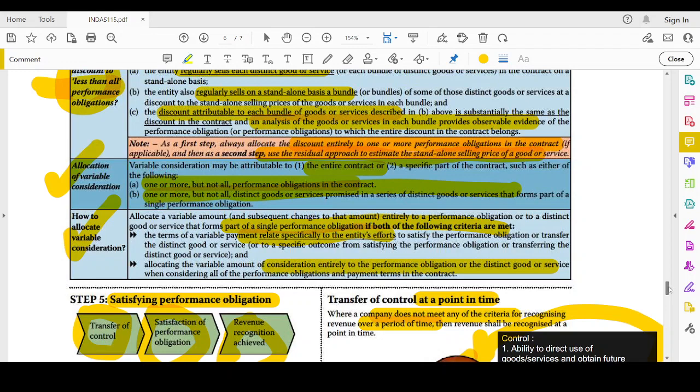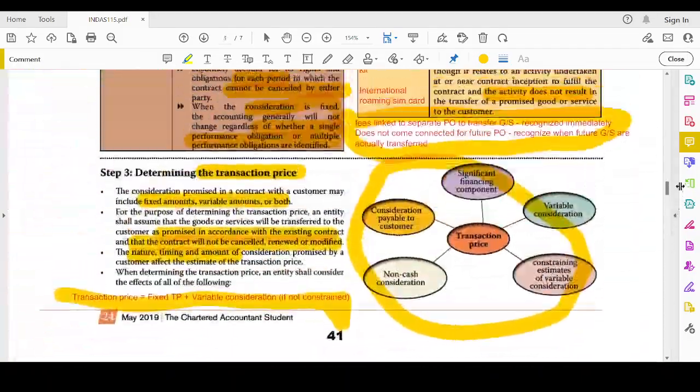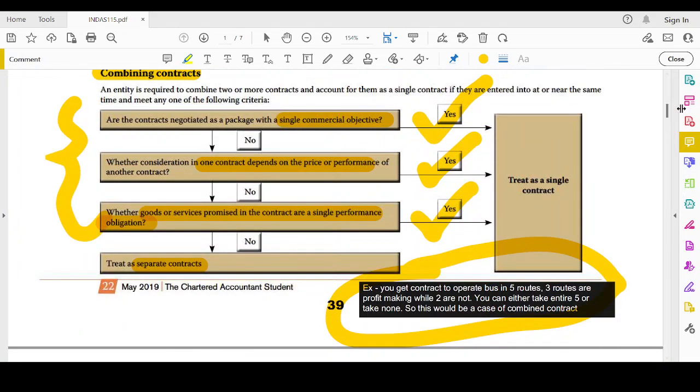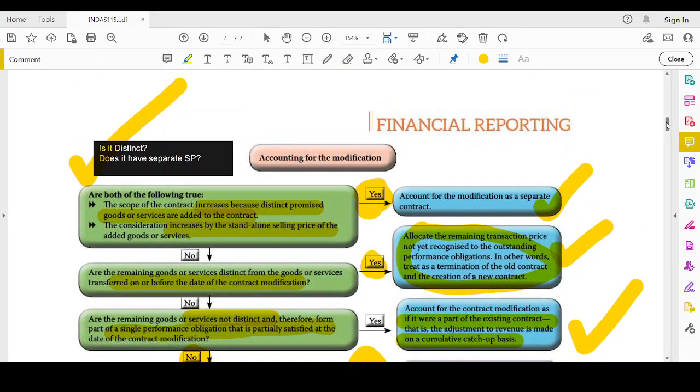Before moving on to step 5, we will discuss accounting for modification. Let's go back there. Accounting for modification. We identify what is distinct, meaning it should be separately identifiable. And the standalone selling price could either be a market price, a cost plus price, or a residual approach price.